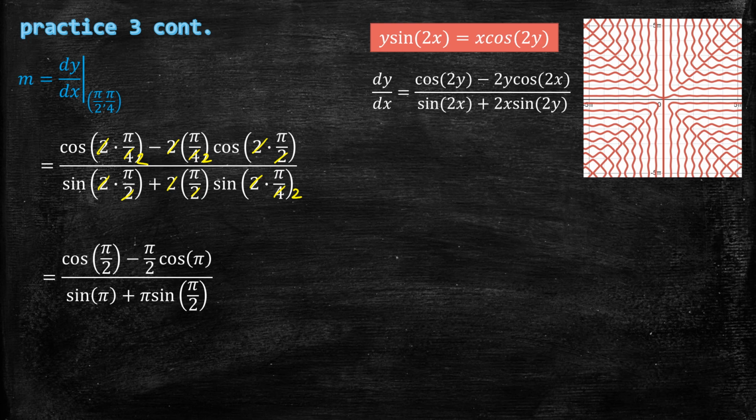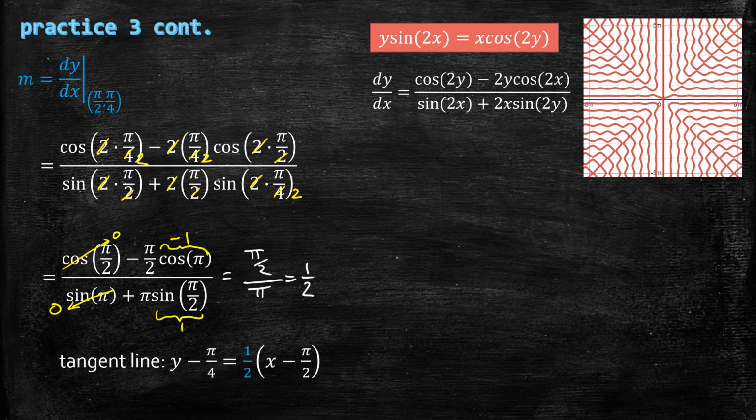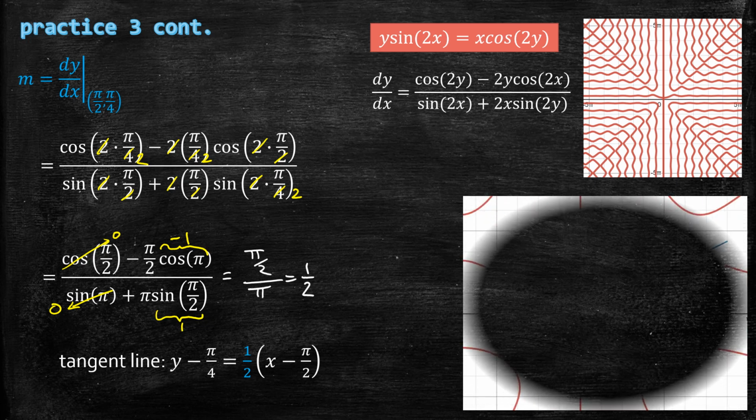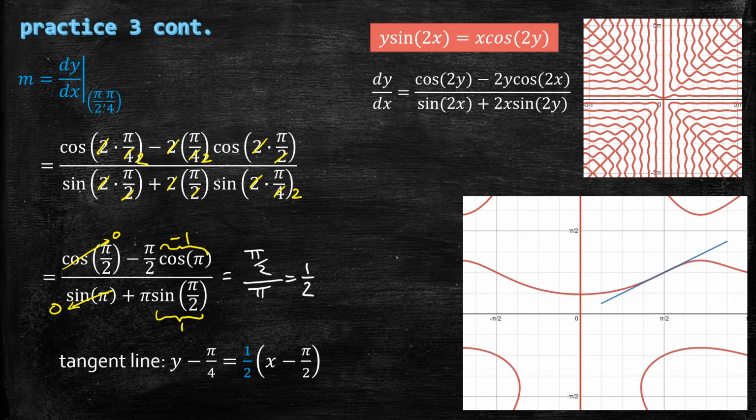And cosine of pi over 2, well, cosine of 90 is 0. Cosine of pi is -1. Sine of pi is 0. And sine of pi over 2 is 1. And that is going to reduce to pi over 2 over pi, which gives us 1/2. So that is the slope of the tangent line. Therefore the equation of the tangent line will be y minus pi over 4, that's the y coordinate, y1, equals 1/2 times x minus pi over 2. And then if we zoom in on this graph to that location, we see the equation of the tangent line that I typed into Desmos fits perfectly.